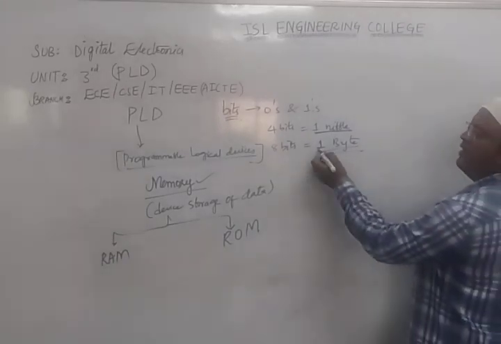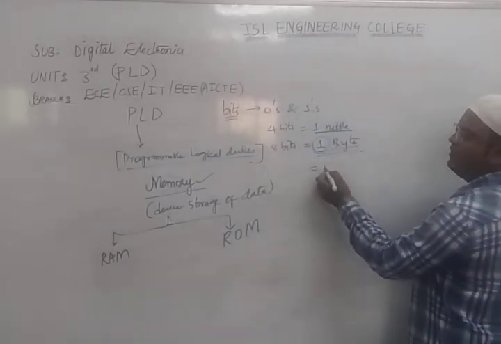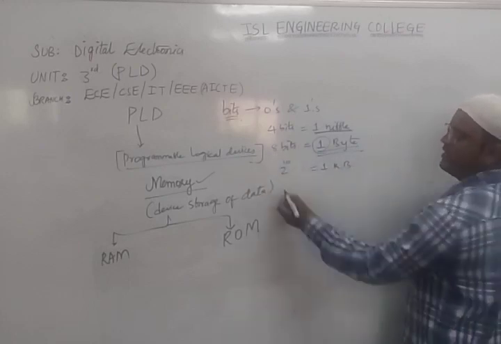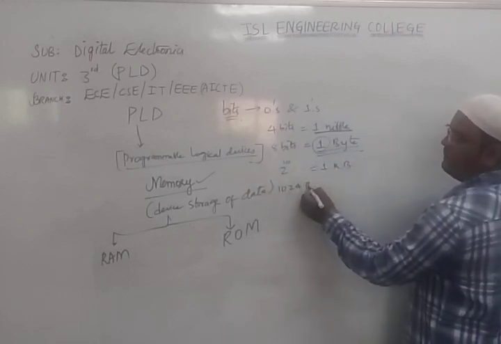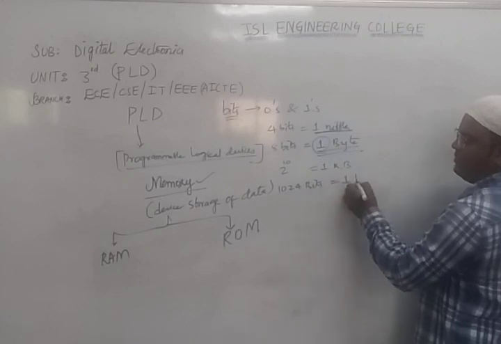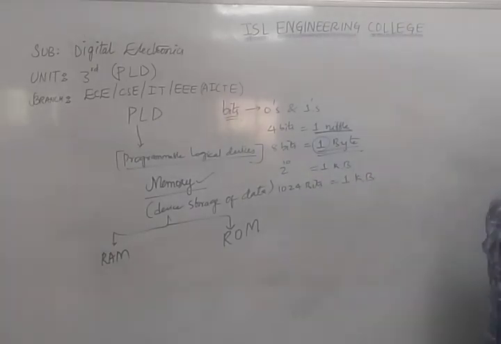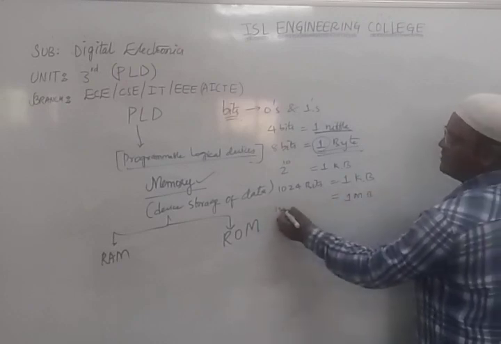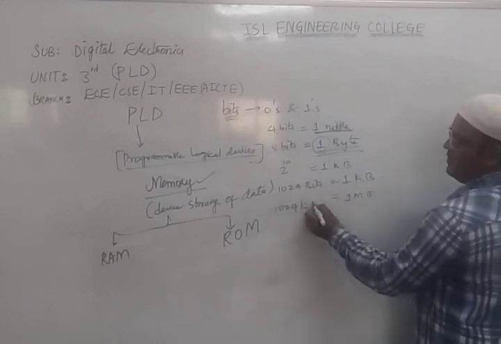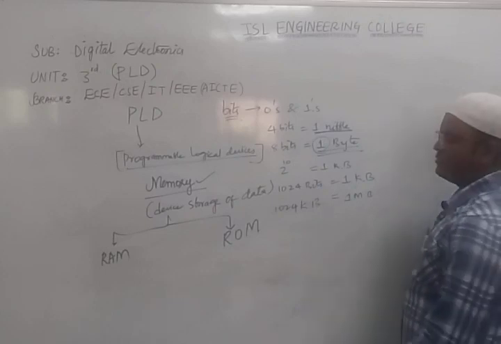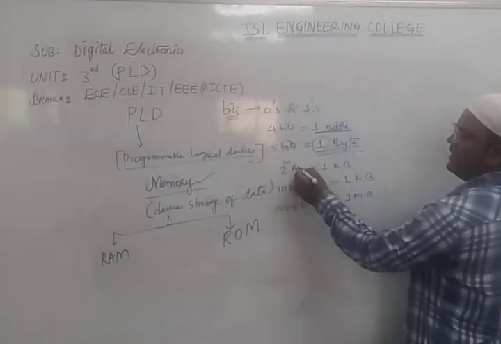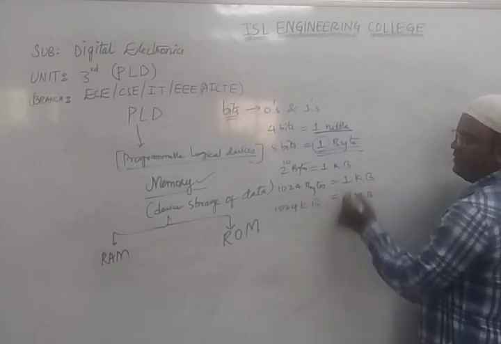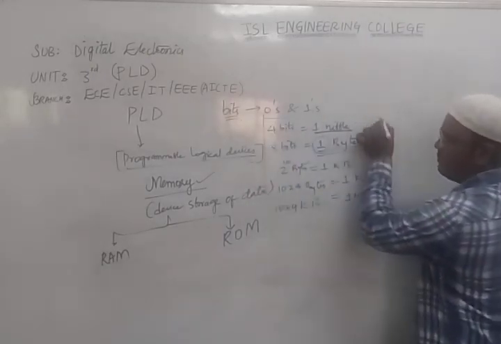If you want to go from 1 byte to 1 kilobyte, how do we write it? 1 kilobyte would be 2 power 10 bytes, that's nothing but 1024 bytes is equal to 1 KB. Likewise, if you want to go for 1 MB, what could be the 1 MB value? It's nothing but 1024 KB. This is the way the chain keeps moving.